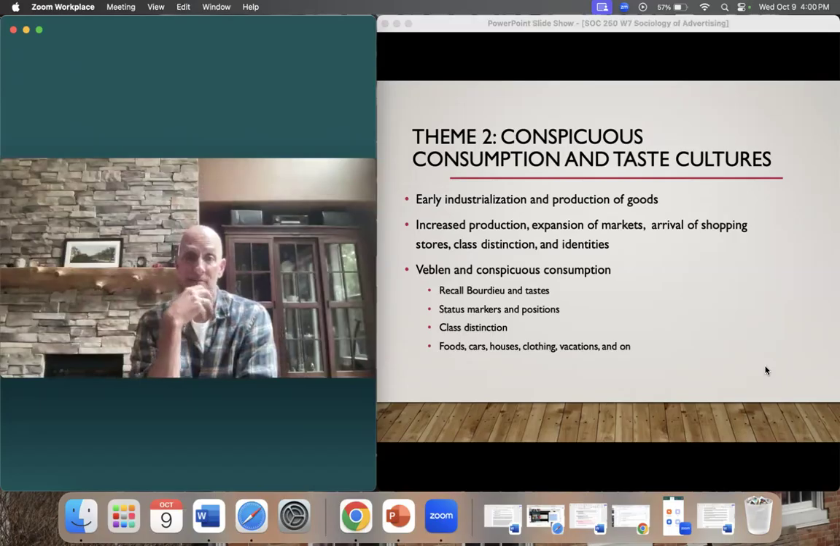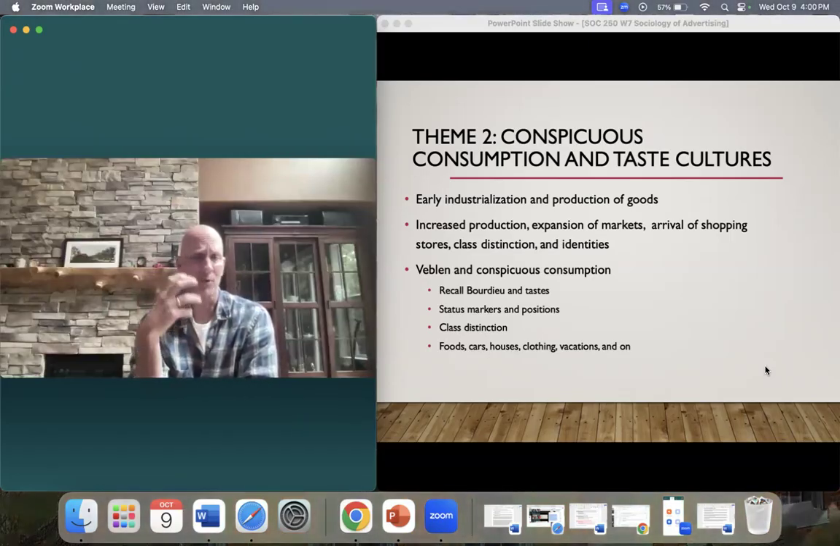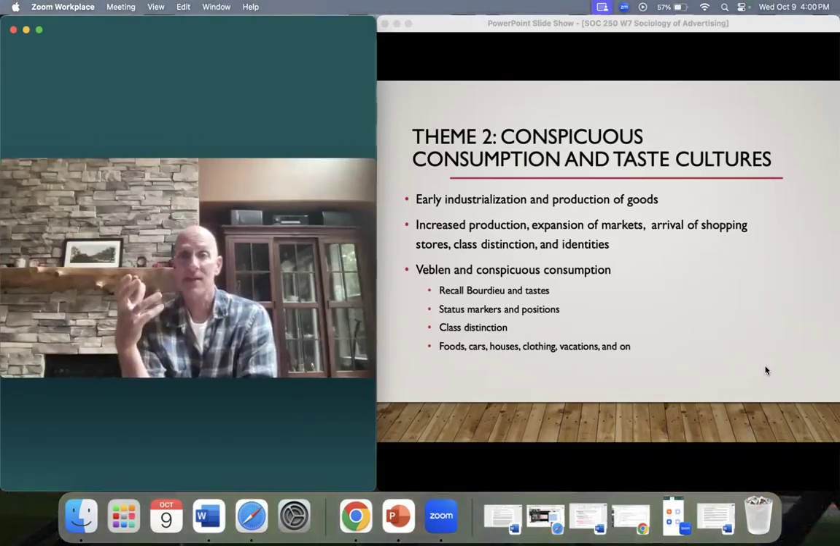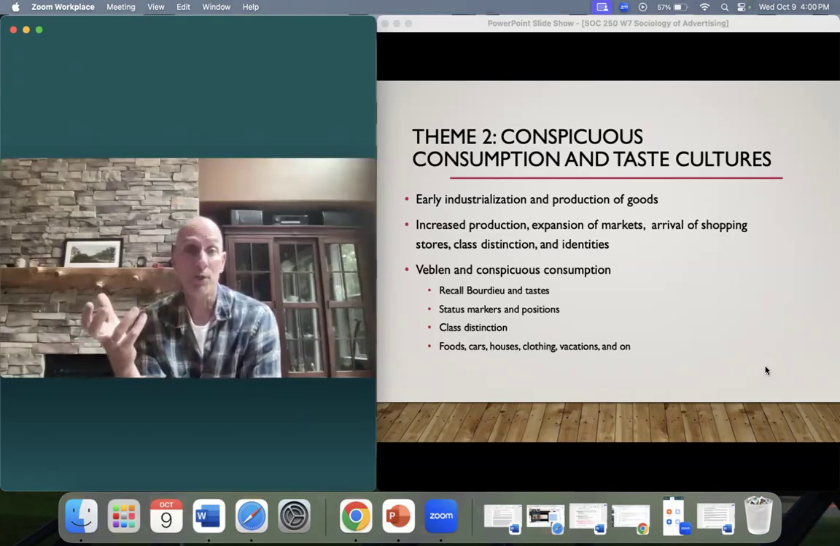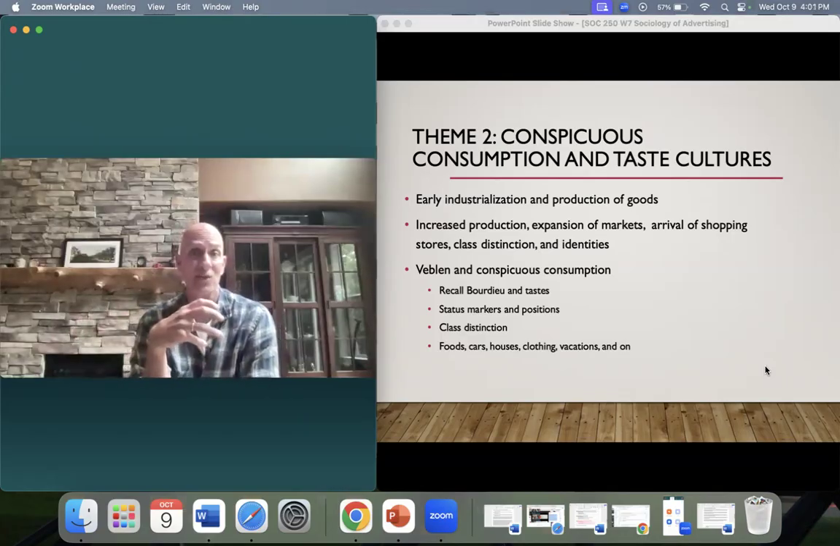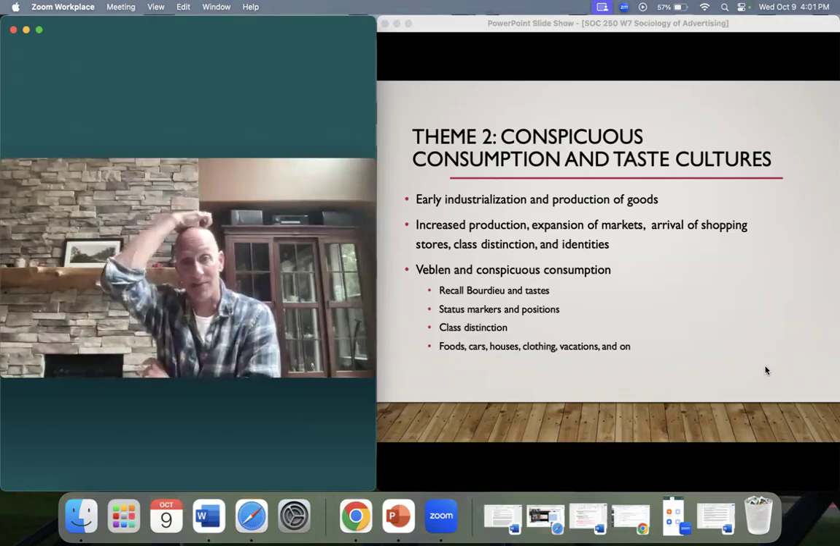So Veblen talks about conspicuous consumption, which he thought was an odious kind of thing, that people are consuming not just to take care of a basic human need, like a shoe to cover your foot, but rather shoes become a thing to make class distinction. That is conspicuous consumption. People are purchasing for reasons about distinguishing themselves from those below them. If you recall Pierre Bourdieu and taste cultures, this gets us thinking about how what we consume are markers of our status and position.